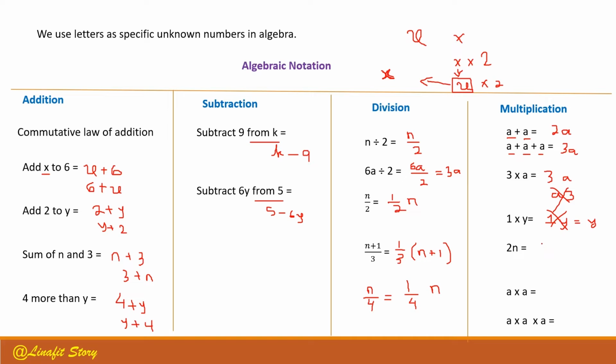2n. This means 2 times n. Or there are 2 n's, n plus n. a times a is equal to a squared. a times a times a is equal to a cubed.